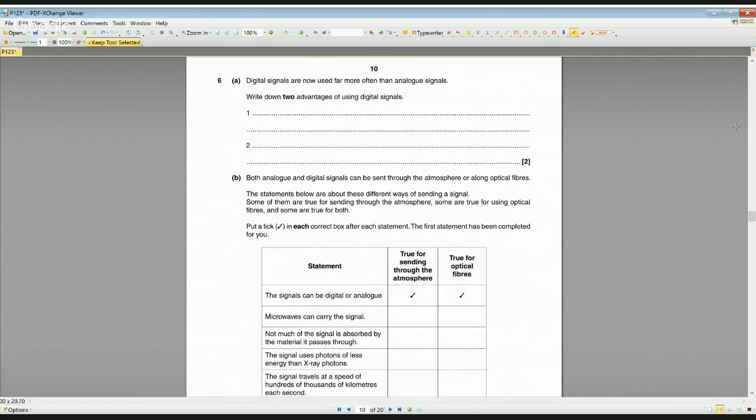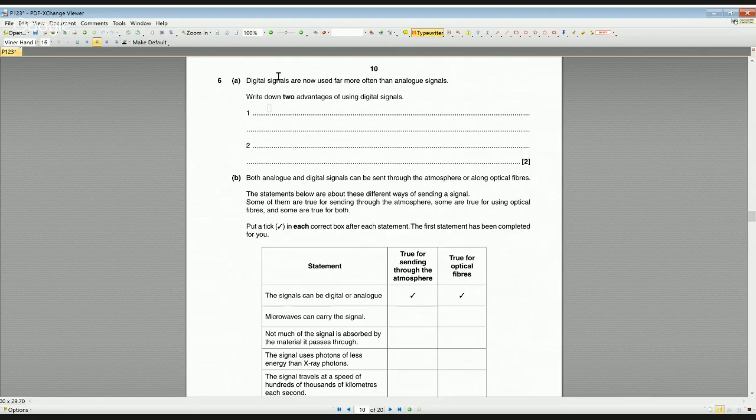P2 is a strange unit, really. It kind of meanders around the topic of radiation quite a lot. So you need to know in depth the electromagnetic spectrum, which radiations are ionizing, which are non-ionizing. You need to know how frequency and energy change as you go across the electromagnetic spectrum from radio waves up to gamma waves. And then on top of that, you need to know the global warming, climate change, greenhouse effect stuff, and also the section to do with digital and analog signals. And that's what part 6 is about, question 6.